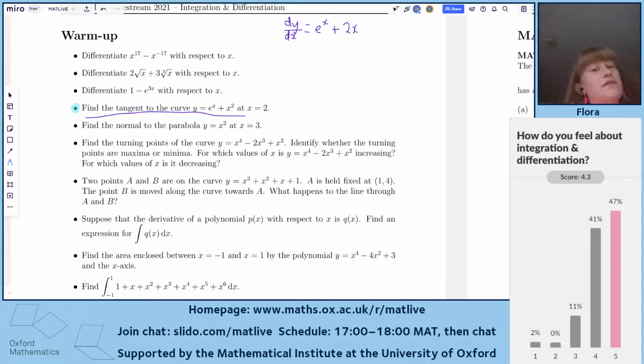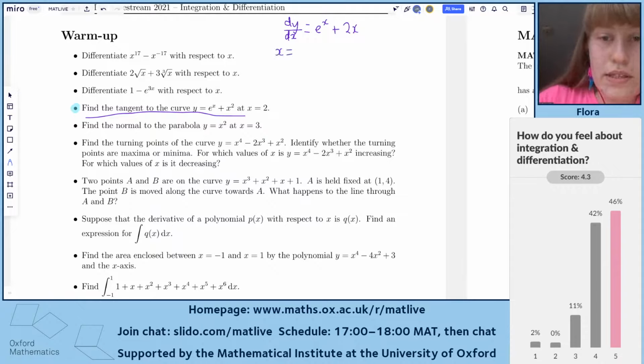So I've differentiated according to the rules, which you can see in the revision. Basically, e to the x doesn't change when we differentiate it. X squared is just the normal rules of multiply by the power and take 1 away from the power. So, why have I differentiated? Because we need to find the gradient of this line, which is the tangent. And to find the gradient of this line, we need to know what the gradient is of this curve at this particular point, x equals 2.